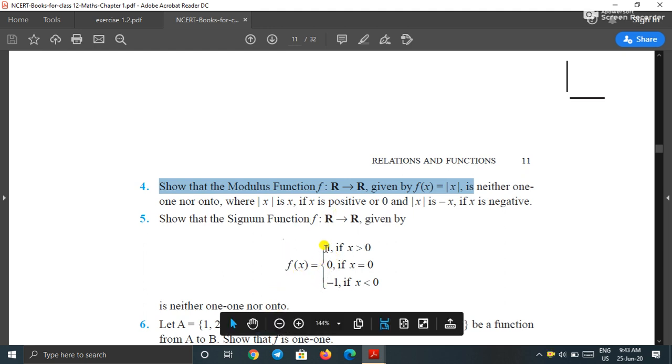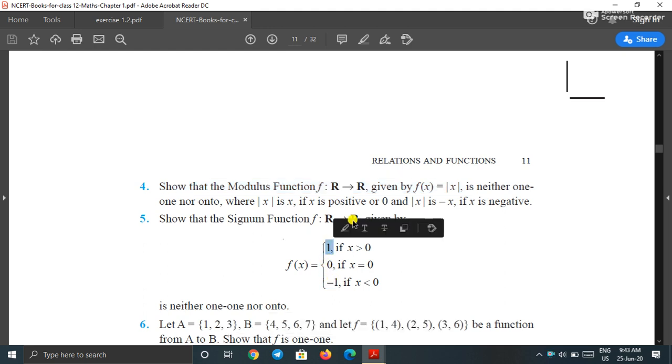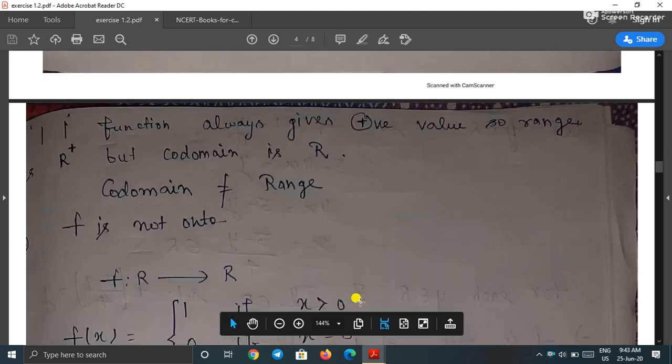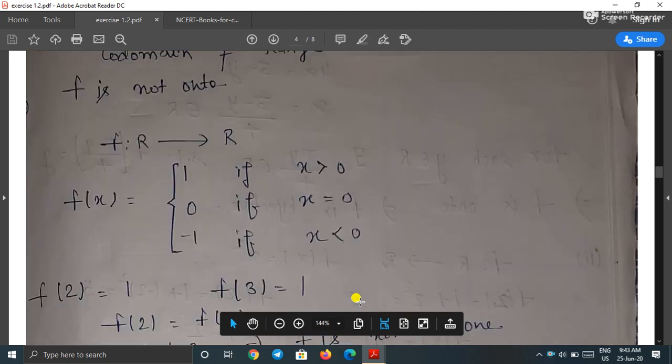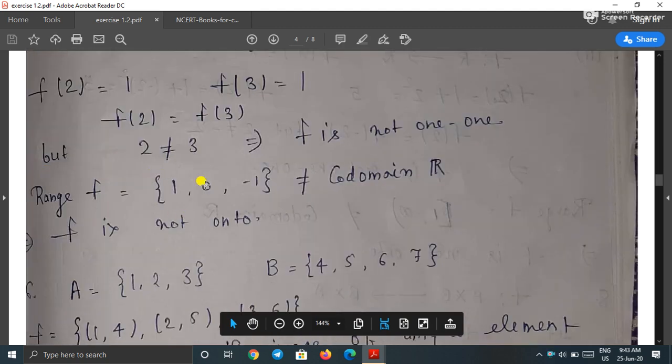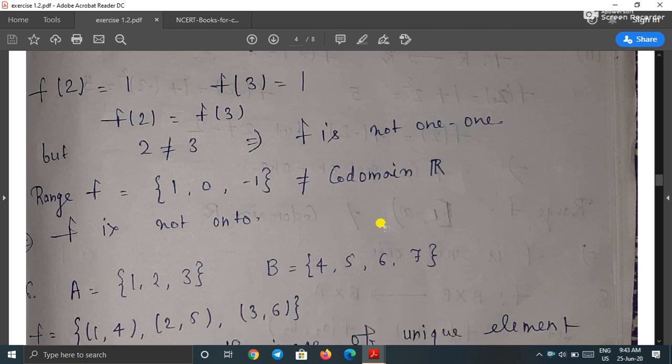It is clear that the range set contains only 3 points: 1, 0, minus 1, and the codomain is the set of all real numbers. So the codomain is not equal to the range. See, the range is 1, 0, minus 1, and the codomain is R. These are not equal, so f is not onto.